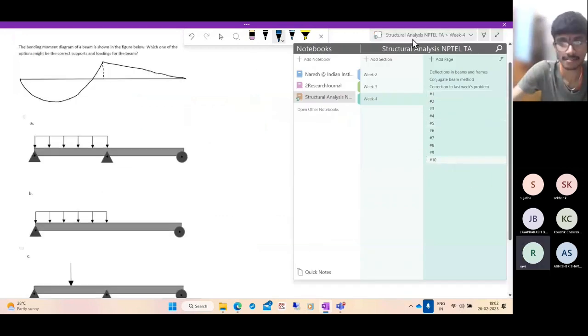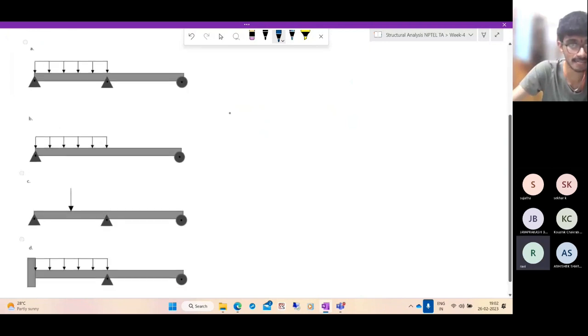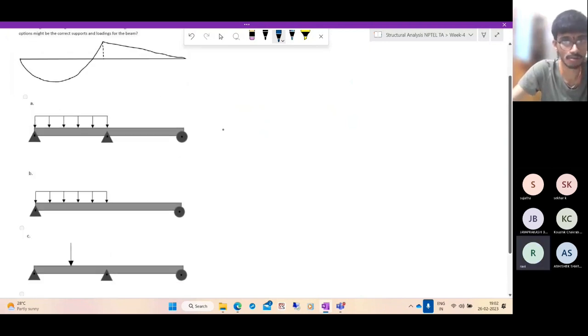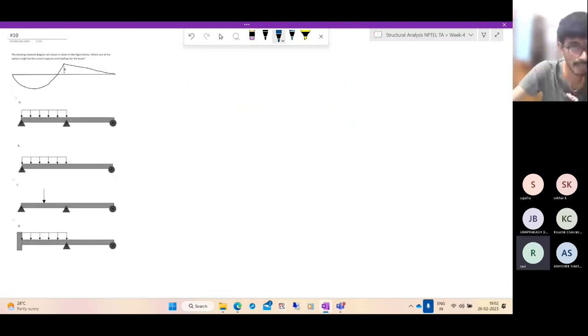Now, question 10 is also very similar. So let's do that. Again, let's do the guesswork. Can anybody guess? Let me zoom out a little bit so that you can see. So this is the given bending moment distribution. What do you think is the right answer? Again, let me name this A, B, C. Any guess?